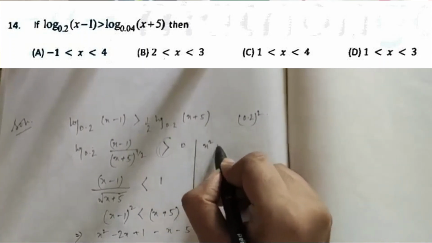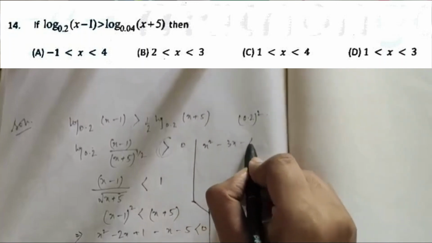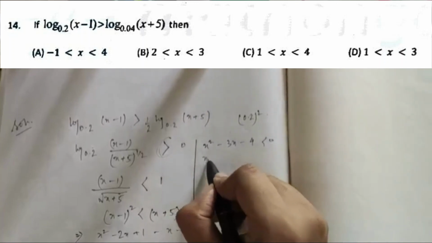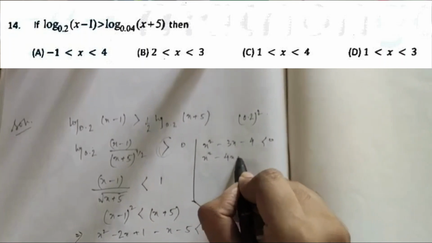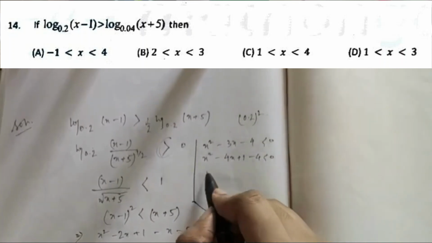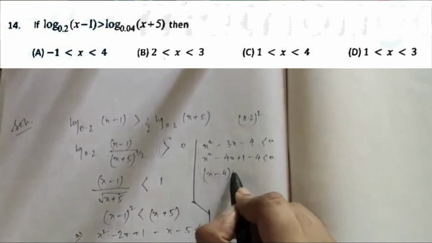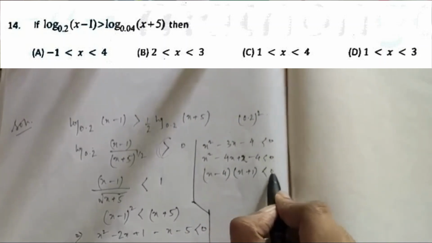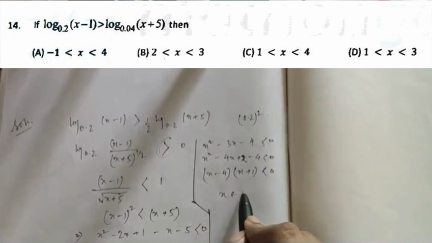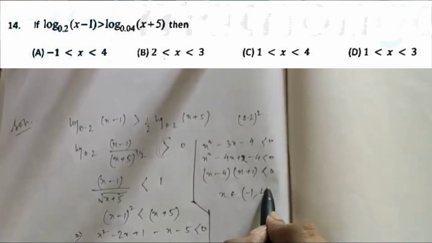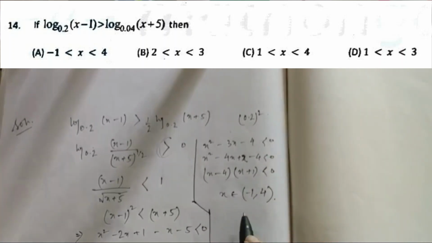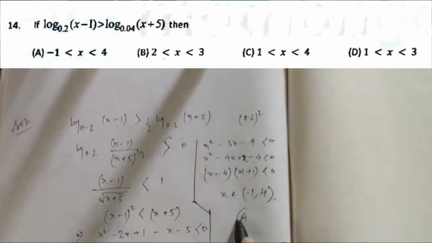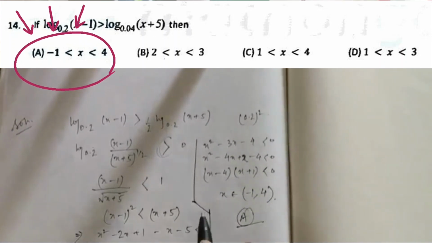I am doing the next steps over here. X square minus 3x minus 4 is less than 0. So here x square minus 4x plus x minus 4 is less than 0. So x minus 4 into x plus 1 is less than 0. So x will lie between minus 1 to 4. Is there any option? Option A will be the correct one. Minus 1 to 4.